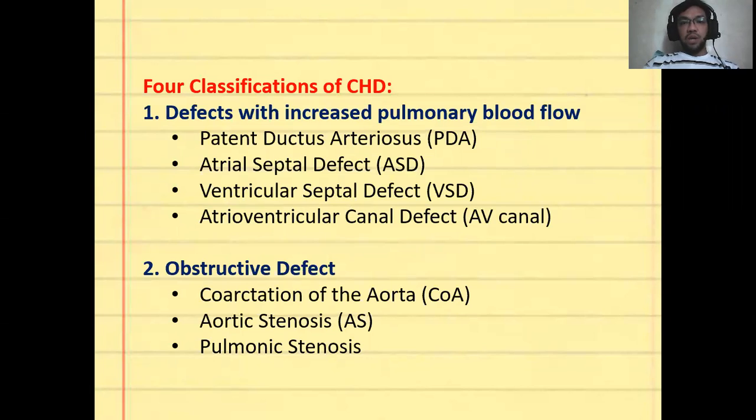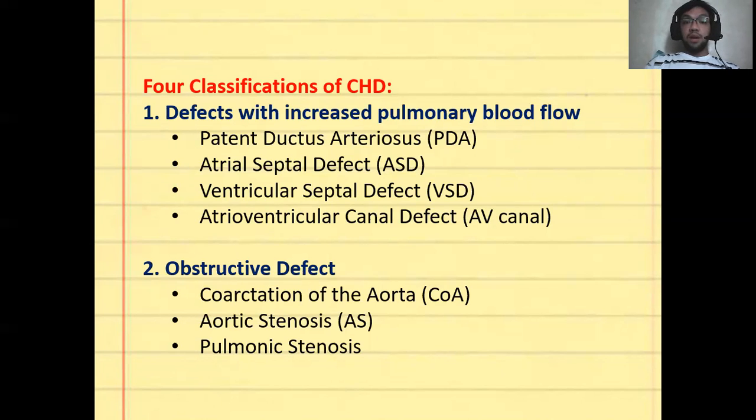Now we go to the four classifications of CHDs. Number one, we have defects with increased pulmonary blood flow. So there is blood still flowing through the lungs with these defects. Remember PAVA, PAVA, PAVA. We have patent ductus arteriosus or PDA, atrial septal defect or ASD, ventricular septal defect or VSD, and atrioventricular canal defect or AV canal. So that is PAVA, defects with increased pulmonary blood flow.